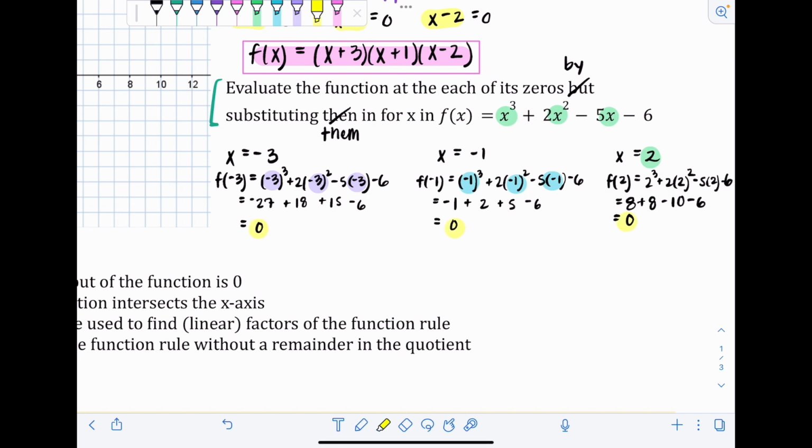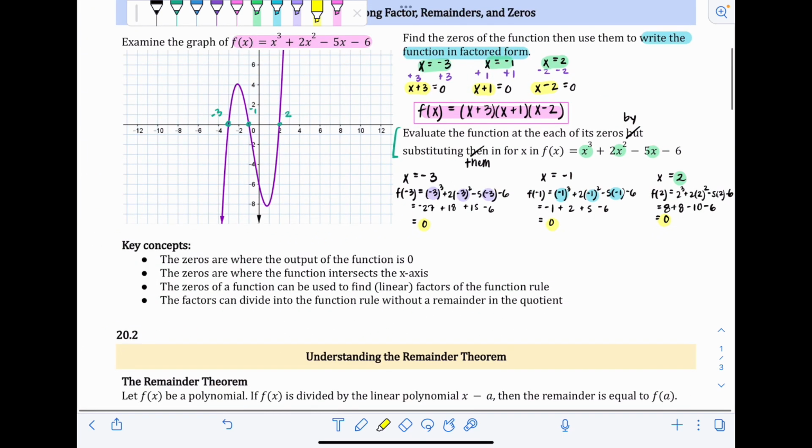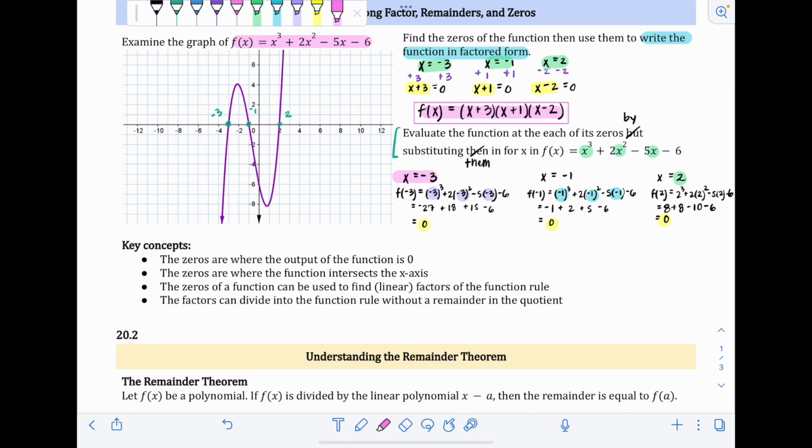Okay, so let's look at this as a whole. So we got our zeros, and then we evaluated those zeros in the function. So we had our zeros, x equals -3, x equals -1, and x equals 2. And every single time that we evaluated the function at that zero, we ended up with a final answer of 0, and that's kind of the basis for the remainder theorem. So we haven't even gotten to what the remainder theorem is yet, but that's the fundamental part of it. So don't stress it yet. There's a couple key concepts before we move on to 20.2, and then that's where we actually introduce the theorem.